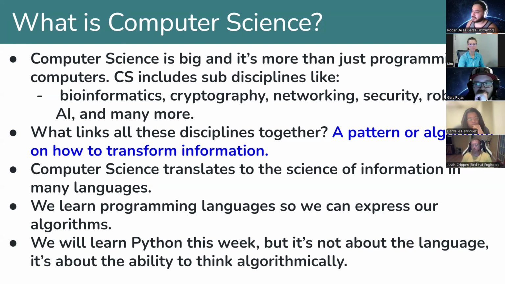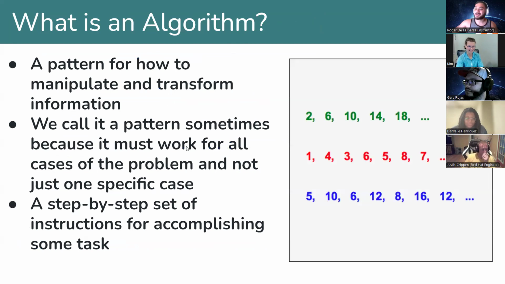What links all these together is a pattern of algorithms on how to transform information. Computer science translates to the science of information in many languages. We learn programming languages so we can express our algorithms. We will learn Python this week, but it's not about the language. It's about the ability to think algorithmically. Moving on.